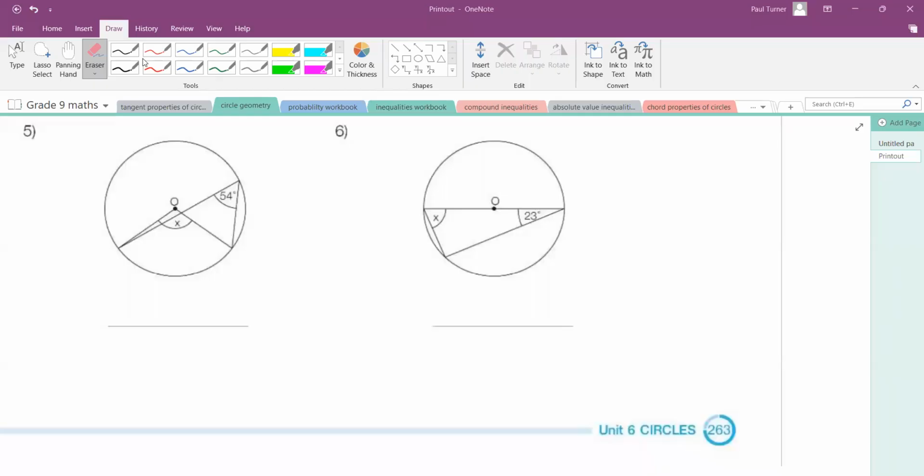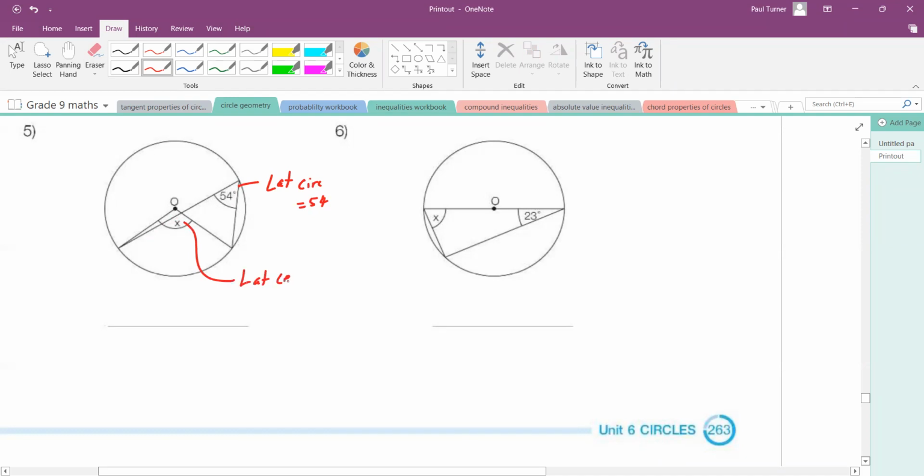So in question 5, we have an angle at the circumference. So this is angle at circumference, which is 54. And this is your angle at the center. So we know that 2 times angle at circumference will equal the angle at center. So 2 times 54 will be equal to X. So therefore X is going to be 108 degrees.